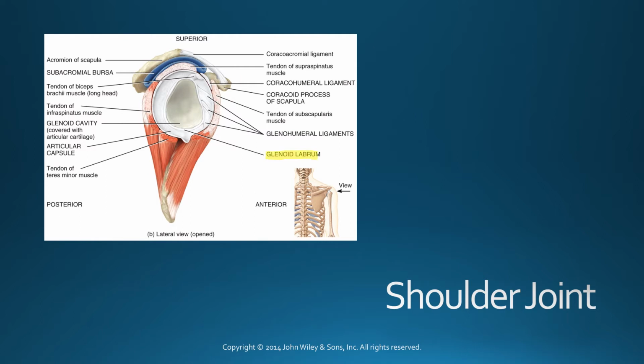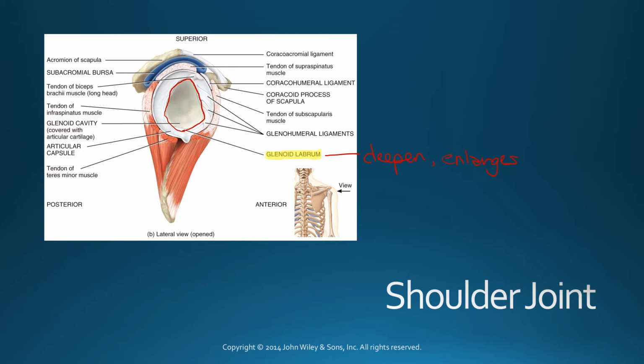The glenoid labrum is a really narrow rim of fibrocartilage around there. I'm not tracing it very well, but that narrow rim of fibrocartilage goes all the way around the glenoid cavity, and this acts to slightly deepen the glenoid cavity, and it also enlarges it a bit too.